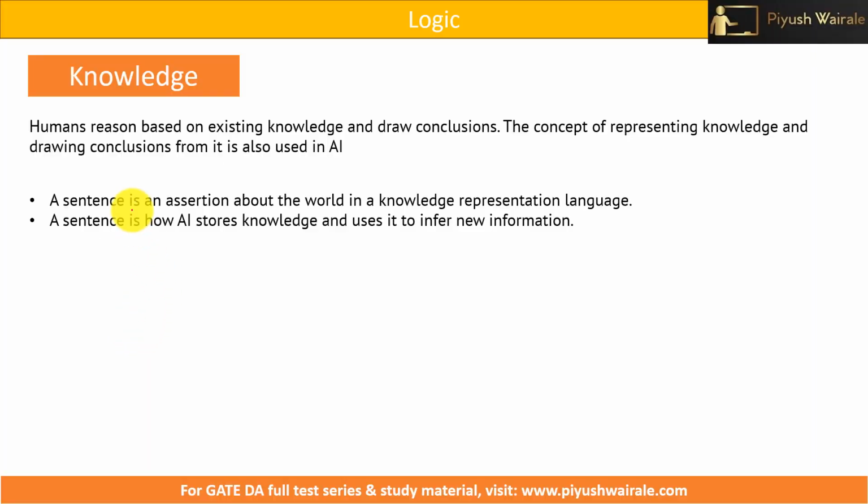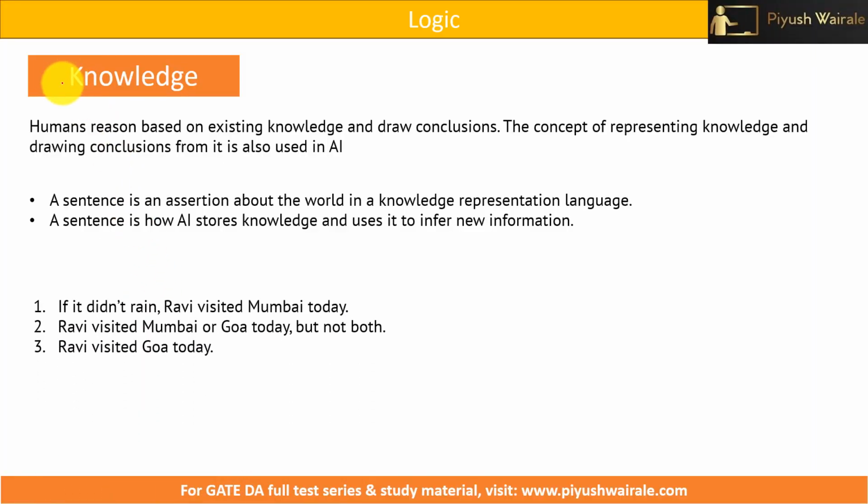Okay. Now, this is the same slide that we discussed in the previous video. This is about the knowledge and this is about the sentences. And we also discussed, if we are given three sentences like this, what we can conclude from these particular sentences. So see here. The first sentence is, if it didn't rain, Ravi visited Mumbai today. Ravi visited Mumbai or Goa today, but not both. And Ravi visited Goa today, right? By just looking at these three sentences, what conclusion can I draw? I can say that it was raining today, right?